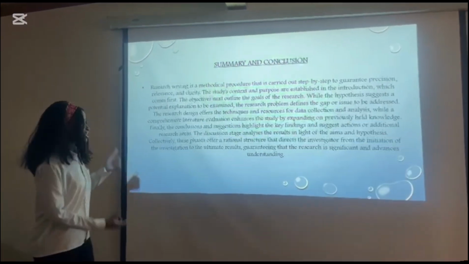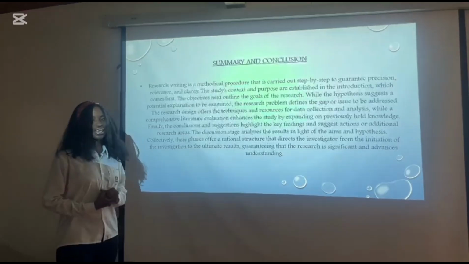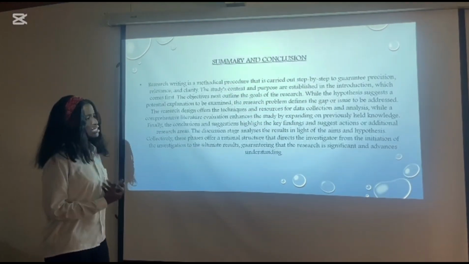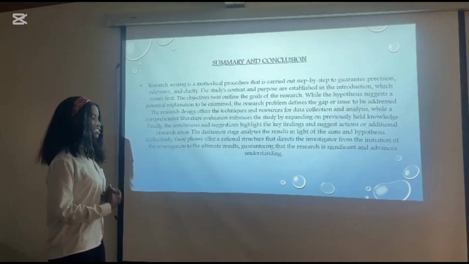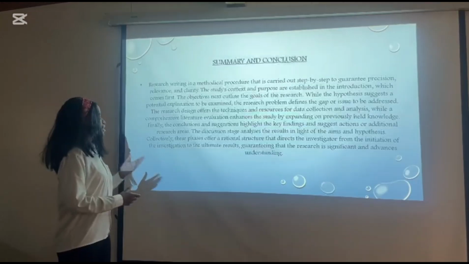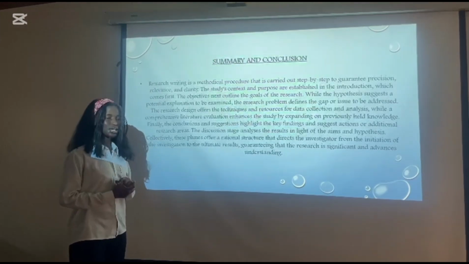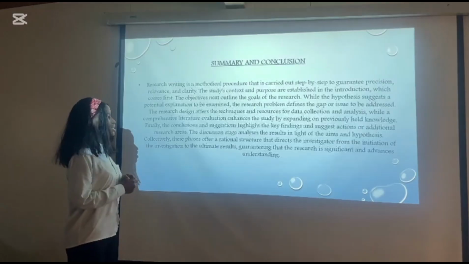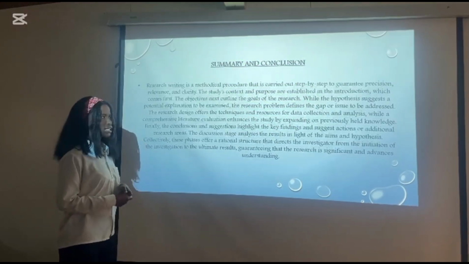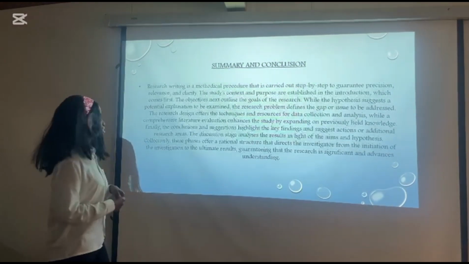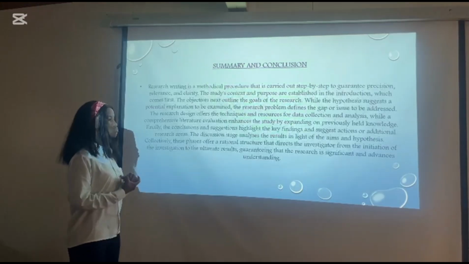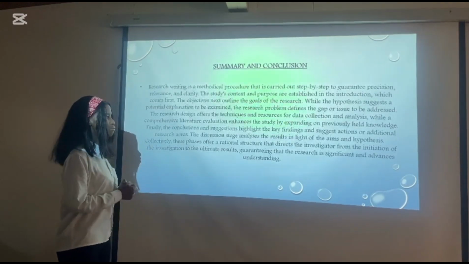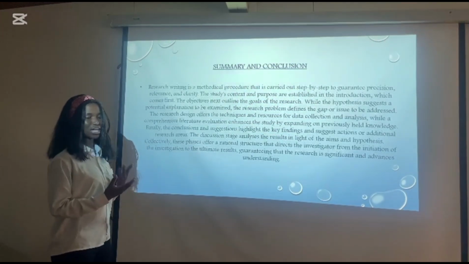Ultimately, research writing is a methodical procedure that is carried out step by step to guarantee precision, relevance, and clarity. The study's context and purpose are established in the introduction, which comes first. The objectives next outline the goals of the research, while the hypothesis suggests a potential explanation to be examined. The research problem defines the gap or issue to be addressed.